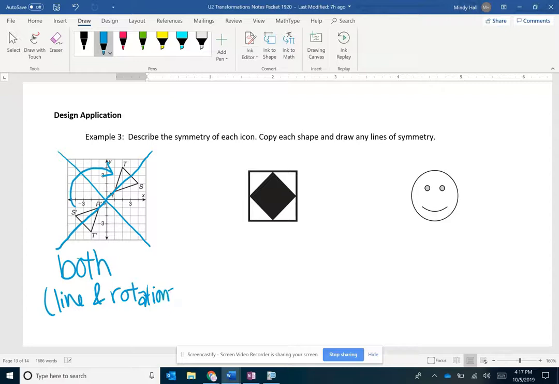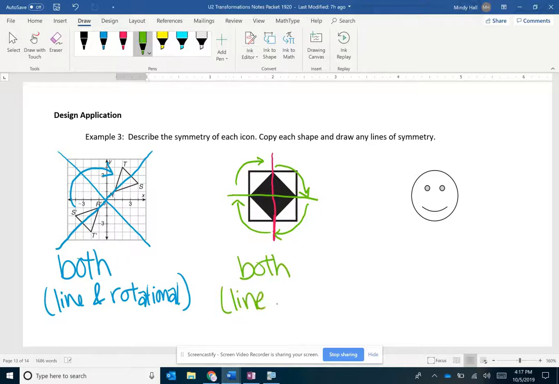So then we look at this black little box inside a box, and many of you would probably see that there is definitely line symmetry because we can cut it in half. But then we also have rotational symmetry because with this, if I turn it 90 degrees, it still looks like the same box within a box. And if I turn it another 90, or another 90, or another 90, it would still look like that box within a box. So this one also has both line and rotational symmetry.